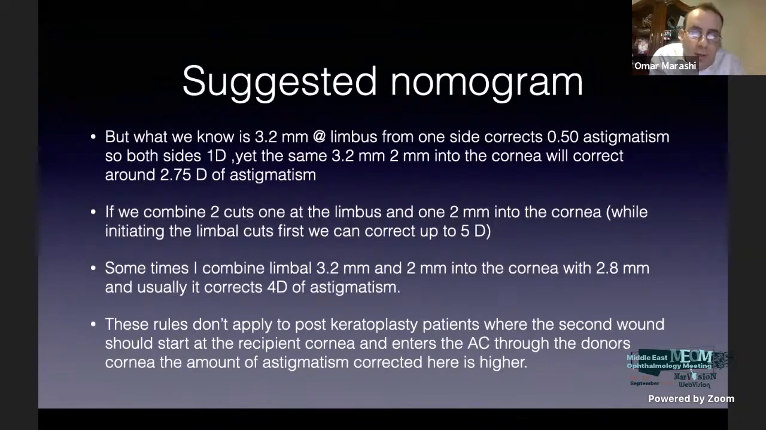If we combine two cuts at the limbus and 2 millimeters into the cornea, we will gain up to 5 diopters of correction. Sometimes I combine a limbal 3.2 millimeter and a 2.8, and that corrects almost 4 diopters of astigmatism.